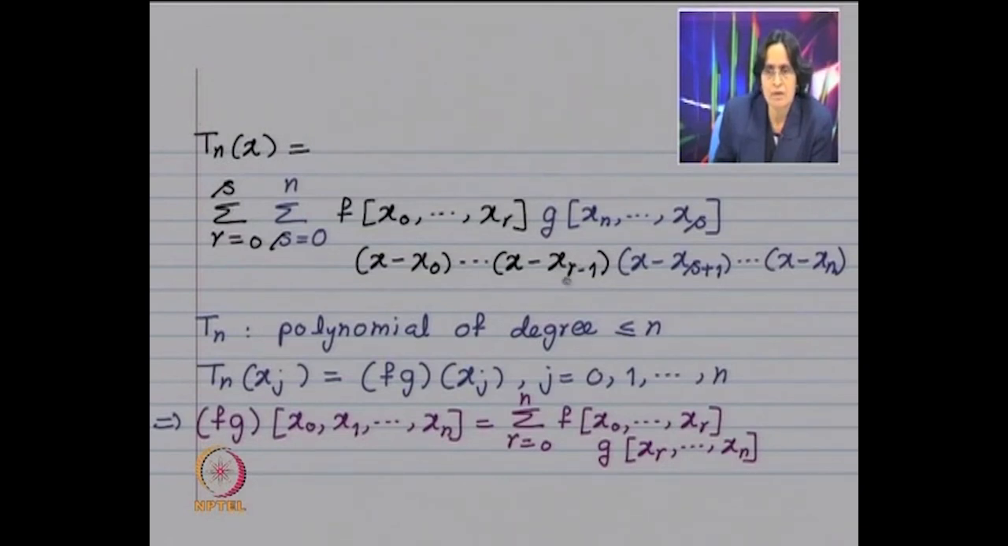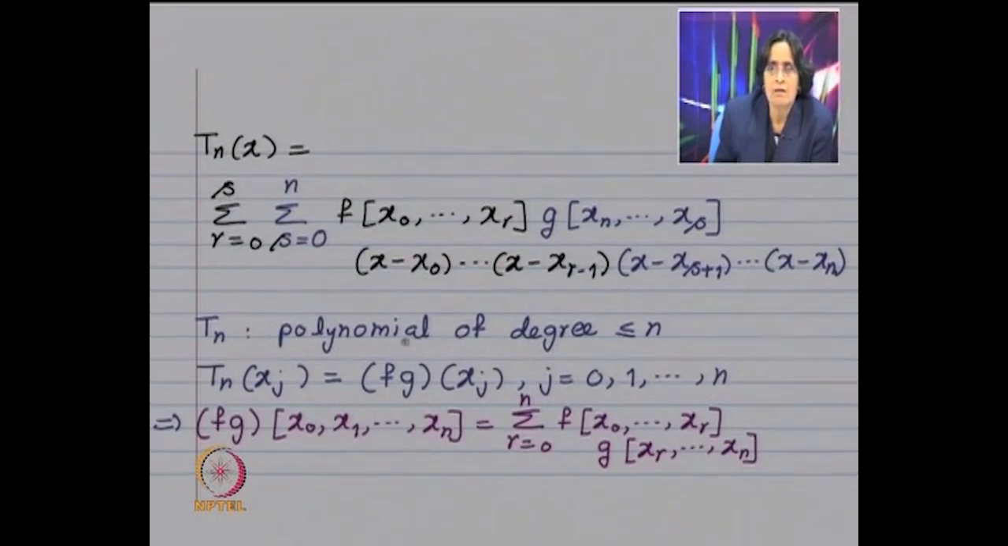So, coefficient of x raised to n in t n x. If you want the coefficient of x raised to n, then r should take the maximum value which is s, then when r is equal to s, you are going to have x minus x 0, x minus x s minus 1, x minus x s plus 1 up to x minus x n, and thus the coefficient of x raised to n will be given by this coefficient with r equal to s. So, the coefficient of x raised to n in t n x, that is nothing but the divided difference of f into g at x 0, x 1, x n, which will be equal to summation r going from 0 to n, f of x 0, x 1, x r and g of x r plus 1, x n.